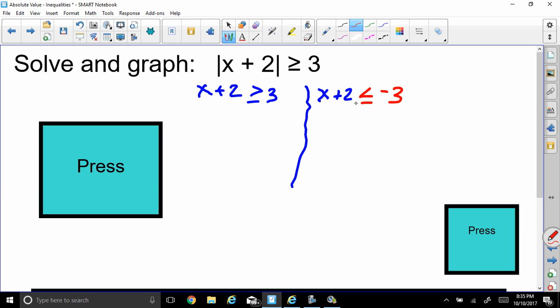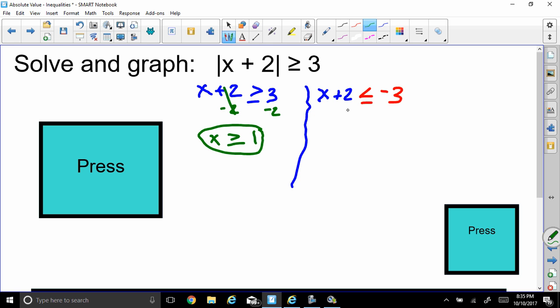Those are the two most important things in doing it, because when you're dealing with the opposite, you have to change the comparison symbol to its opposite, and then make the number its opposite by adding a negation. Now all you have to do is solve. Minus 2 on both sides. The 2's cancel out. We have x greater than or equal to 1. There's our first answer.